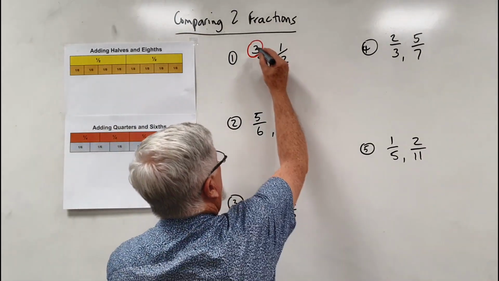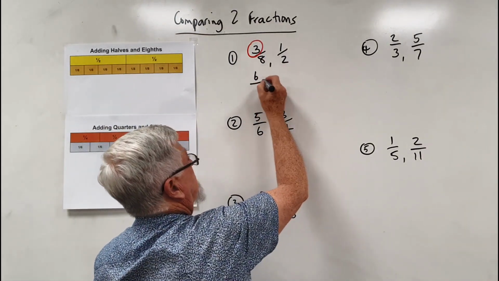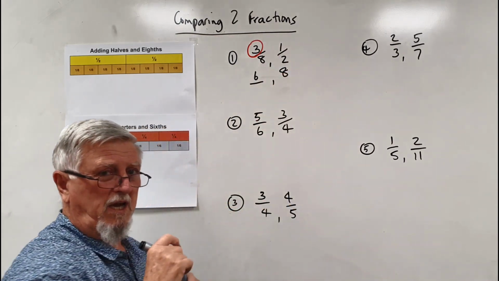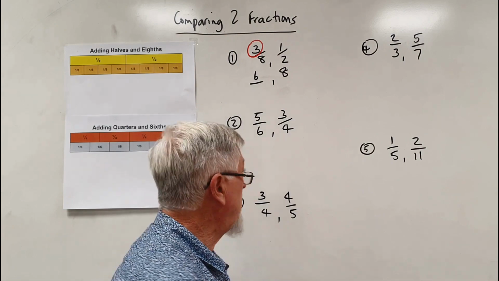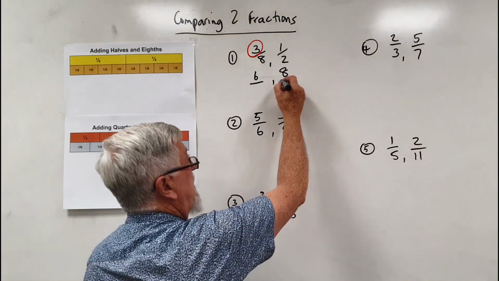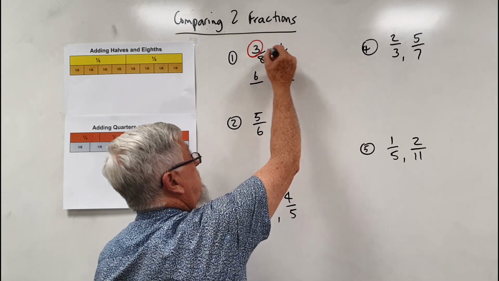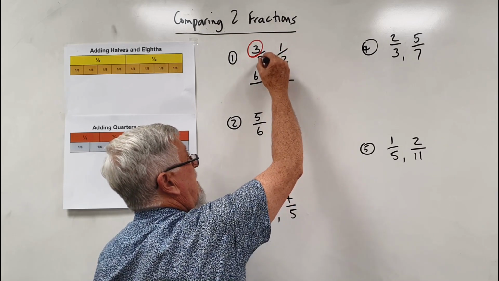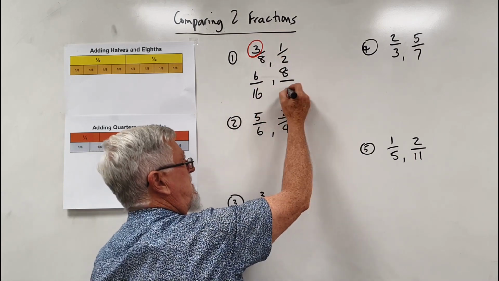Let's have a look. 3 times the 2 would be 6. 8 times the 1 would be 8. So what we're doing is changing the fractions into another form. If you want to watch other videos on that, I've got other videos. This is just going through the basics of it. So 3 times the 2 is 6. The 1 times the 8 is 8. And the 8 times the 2 is 16.